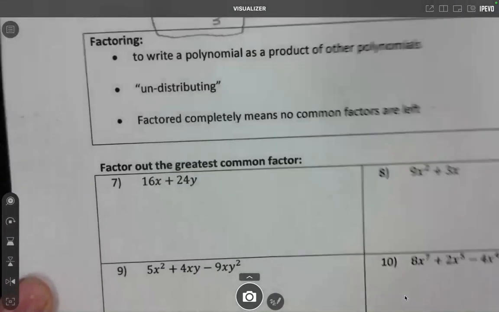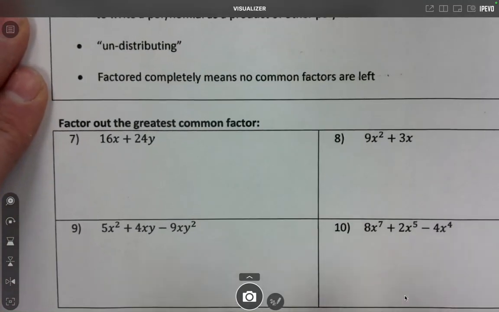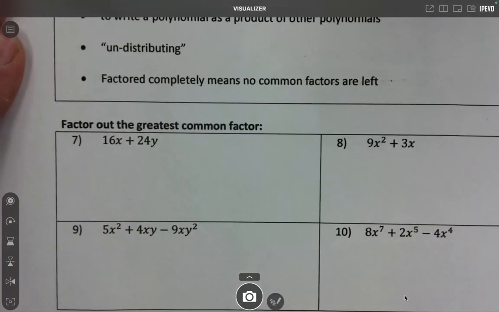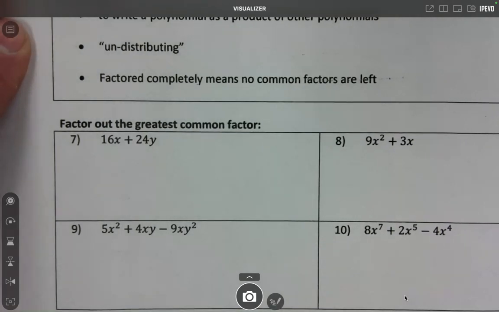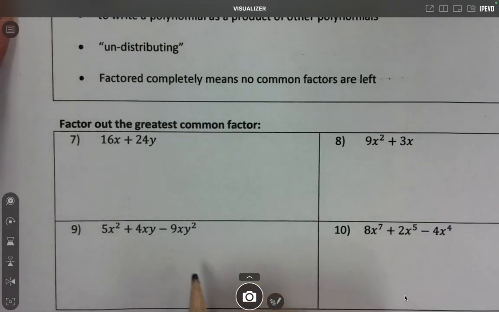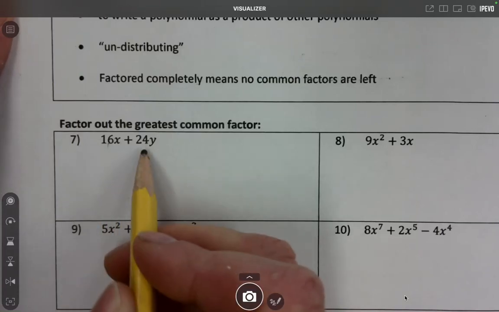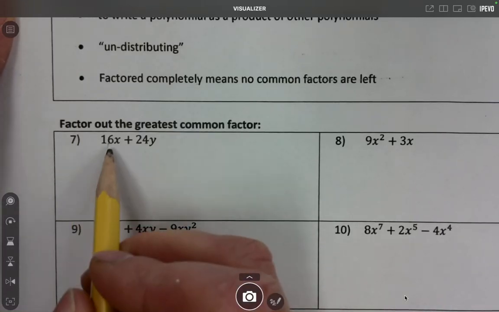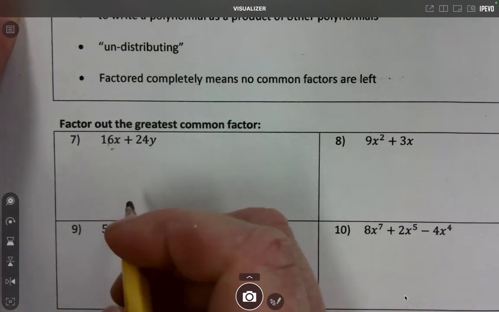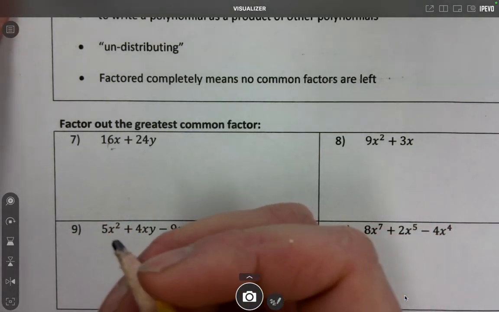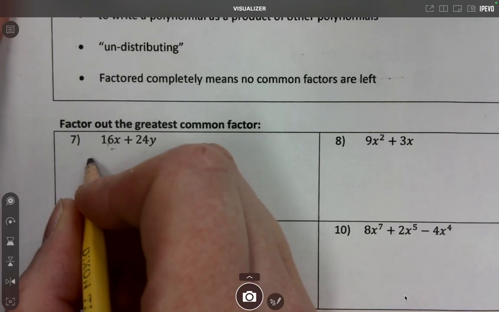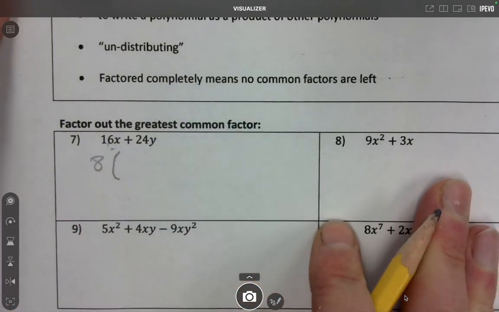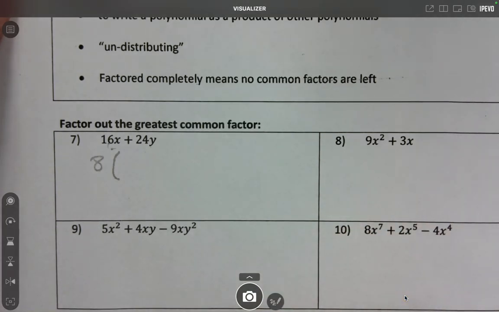So the way we do this is we first have to figure out, what do these numbers 16 and 24 have in common? The biggest thing that they have in common that I can divide them both by is going to be 8. 8 divides into 16, 8 divides into 24. And so we always want to pick the biggest number. One of these has an x, one of them has a y. They don't have anything else in common, but they do have an 8 in common. So I'm going to write the 8 and then some parentheses. When we're distributing, we're multiplying in. When we're factoring, we're dividing out.